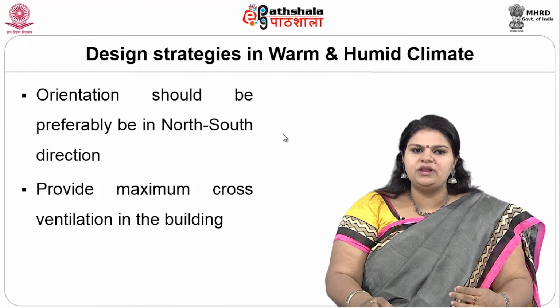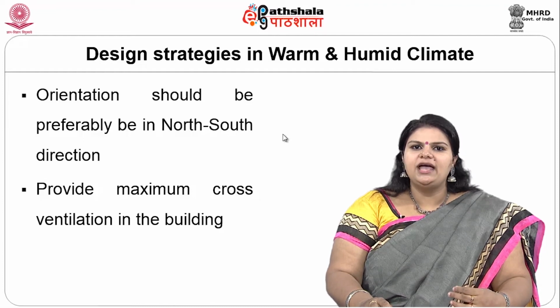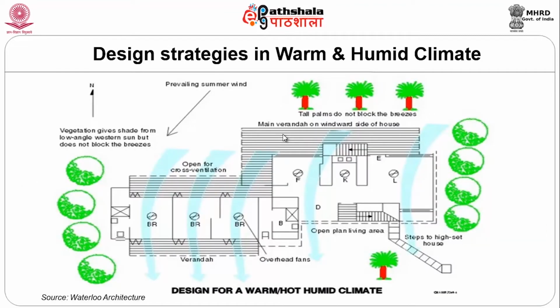Design strategies in warm and humid climate. Orientation should preferably be in the north-south direction. It needs to provide maximum cross ventilation in the building. The design strategies we need to take into consideration in a warm and humid climate are the prevailing summer wind and, like we discussed, the orientation needs to be north facing or south. Vegetation gives shade from any kind of western sun but does not block the breezes.